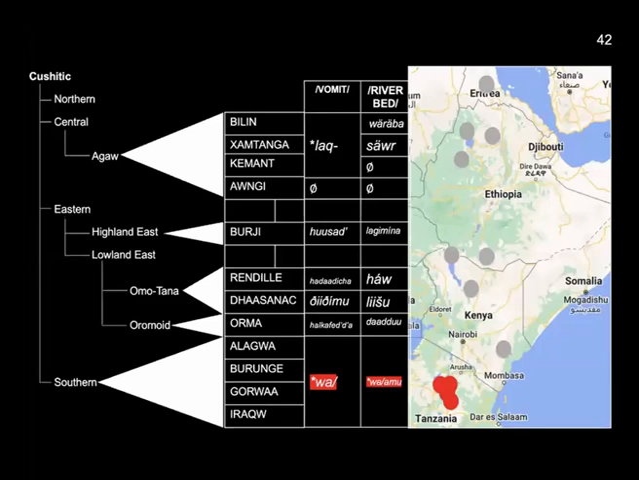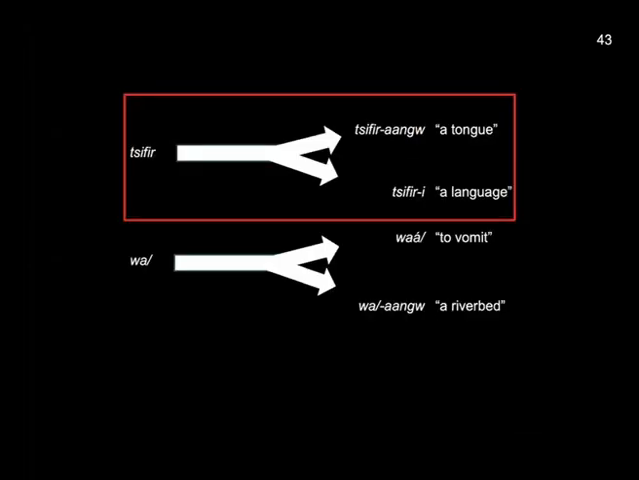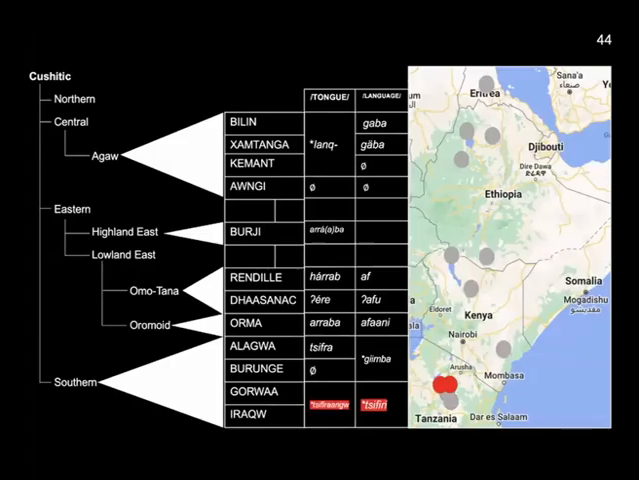Now, we can see here that not only is this pattern shared between the South Cushitic languages, in fact, it is reconstructible to a shared predecessor language, West Rift South Cushitic, but furthermore, this pattern of to vomit and a riverbed being formed from the same root is not shared by any of the other Cushitic languages of this sample. So this suggests a lexical innovation that occurred exclusively in Southern Cushitic. A similar pattern can be seen in the nouns tongue and language being formed from the same root. So this is a pattern shared in two South Cushitic languages, Gorwaa and Iraqw, but not shared by wider Cushitic.